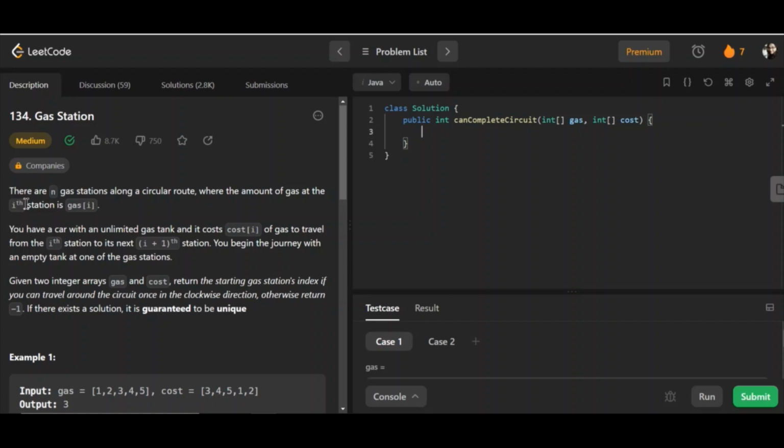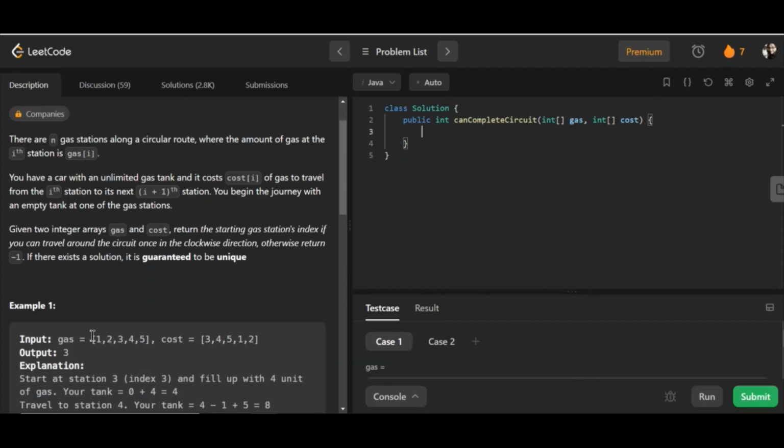The problem statement is there are n gas stations along a circular route. So there is a circle and along the route of this circle there are n gas stations, each containing gas[i] amount. So this is the gas array. As you can see, each gas station contains gas[i] amount, like 1, 2, 3, 4, 5 units respectively.